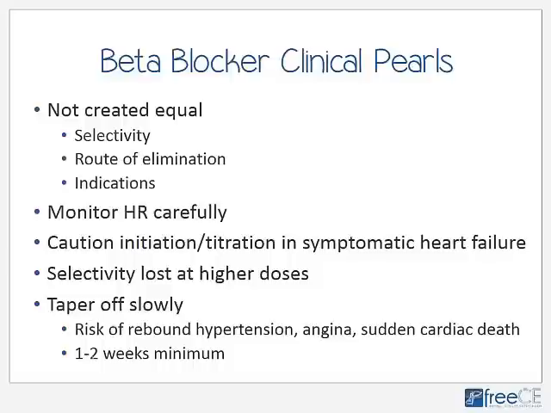And we do have to taper beta blockers. The risk of rebound hypertension, angina, and sudden cardiac death does go up if you suddenly stop a beta blocker. So the recommendation is to slowly taper off the beta blocker if you're going to discontinue it, over 1 to 2 weeks at least.